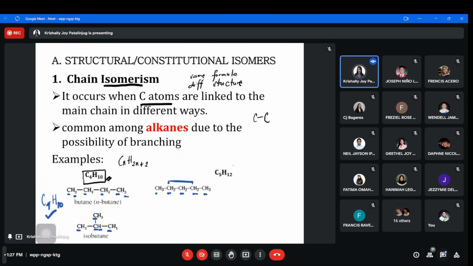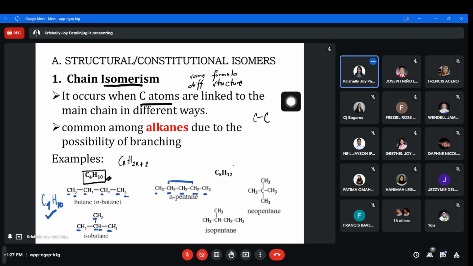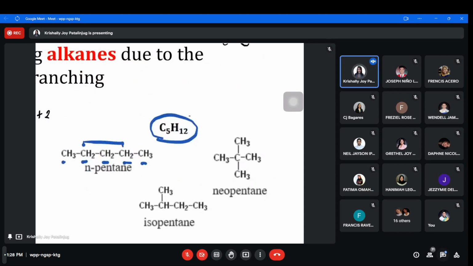Now, pentane has 2 isomers. And this is one of my assignments to you, from the previous meetings on alkyl groups. I told you to search for the structures of isopentane and also neopentane. So these are the possible isomers of pentane. They have the same formula, C5H12, only that their structures differ from pentane. Why are the structures different? The branching is different, the order of bonding is different.